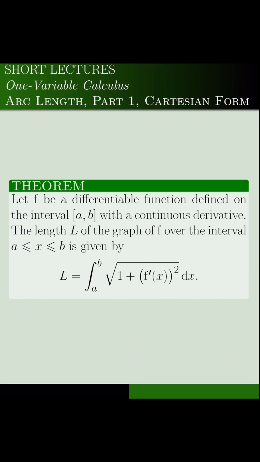So this is the theorem that I want you to know. Let f be a differentiable function defined on the interval from a to b with a continuous derivative. The length L of the graph of f over the interval from a to b is given by this formula. Integral from a to b of the square root of 1 plus f prime of x squared dx.